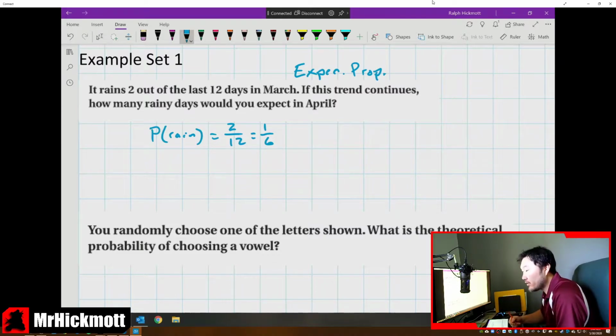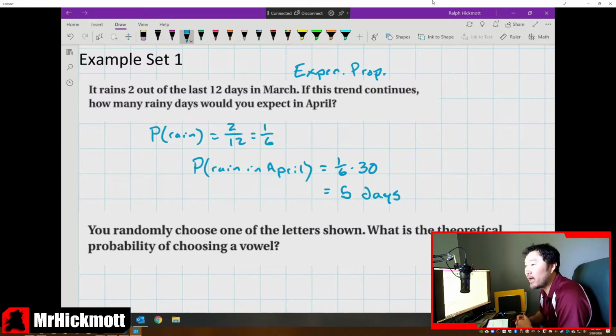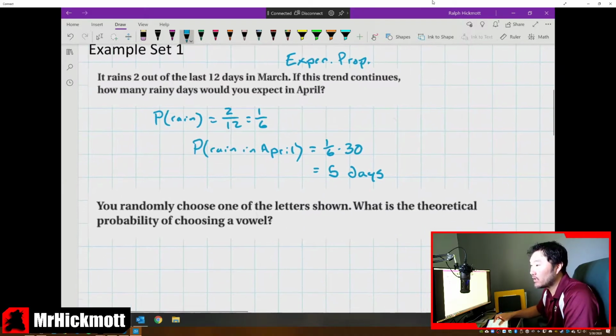In April, there's 30 days, so the expected rain in April would be the probability 1/6 times the number of days. And if we do that properly, 1/6 times 30, we're talking 5 days. So using this experimental data, we can say that we would expect that it would rain 5 days in April based on the probability of 1/6 of March. Okay? So that's experimental probability. We got data from something. So let's look at theoretical.